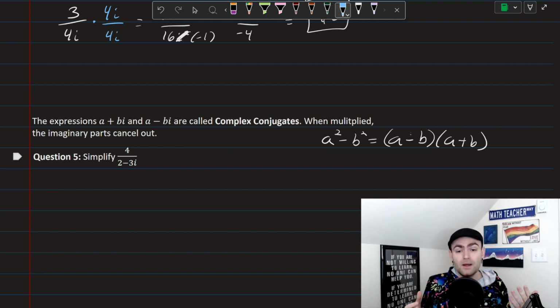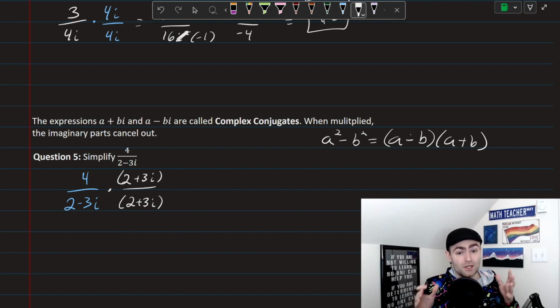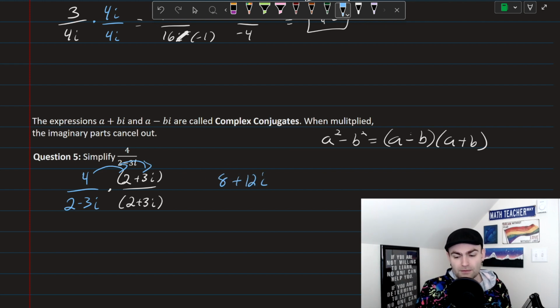In doing so, we actually cancel out that imaginary term in the denominator. So we're going to take this, it's 4 over 2 minus 3i, and we're going to multiply this numerator and denominator not by 2 minus 3i, but by its conjugate, 2 plus 3i. Remember, we need to multiply by the same thing to the numerator and denominator because we don't want to change the value when we're simplifying. So this one's easy. 4 times 2, 4 times 3i, we get 8 plus 12i.